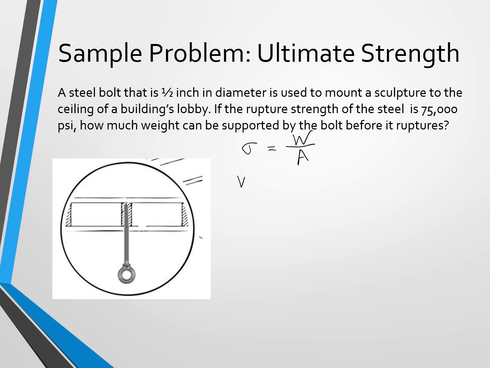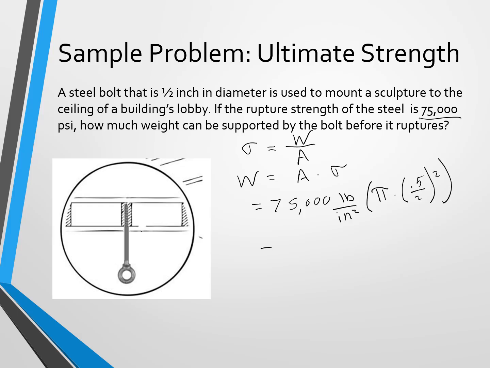And so the weight is going to be the area times the stress. Our rupture strength or stress is 75,000 pounds per square inch. My area, again, is pi r squared, so pi times 0.5 divided by 2 squared. If we multiply that out, that'll be 14,725 pounds. So this is how much load the bolt can hold before it ruptures, and this is with no factor of safety.